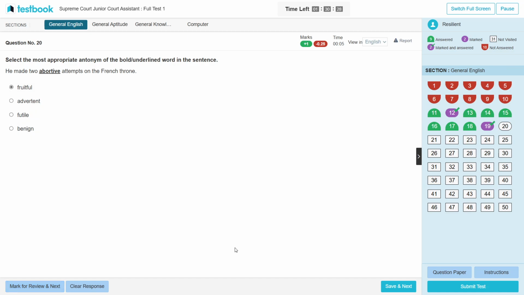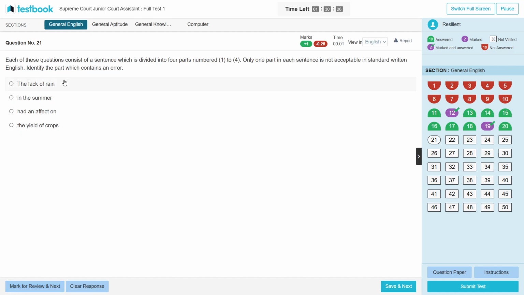Antonym: hopeful. The lack of rain in the summer had an effect.